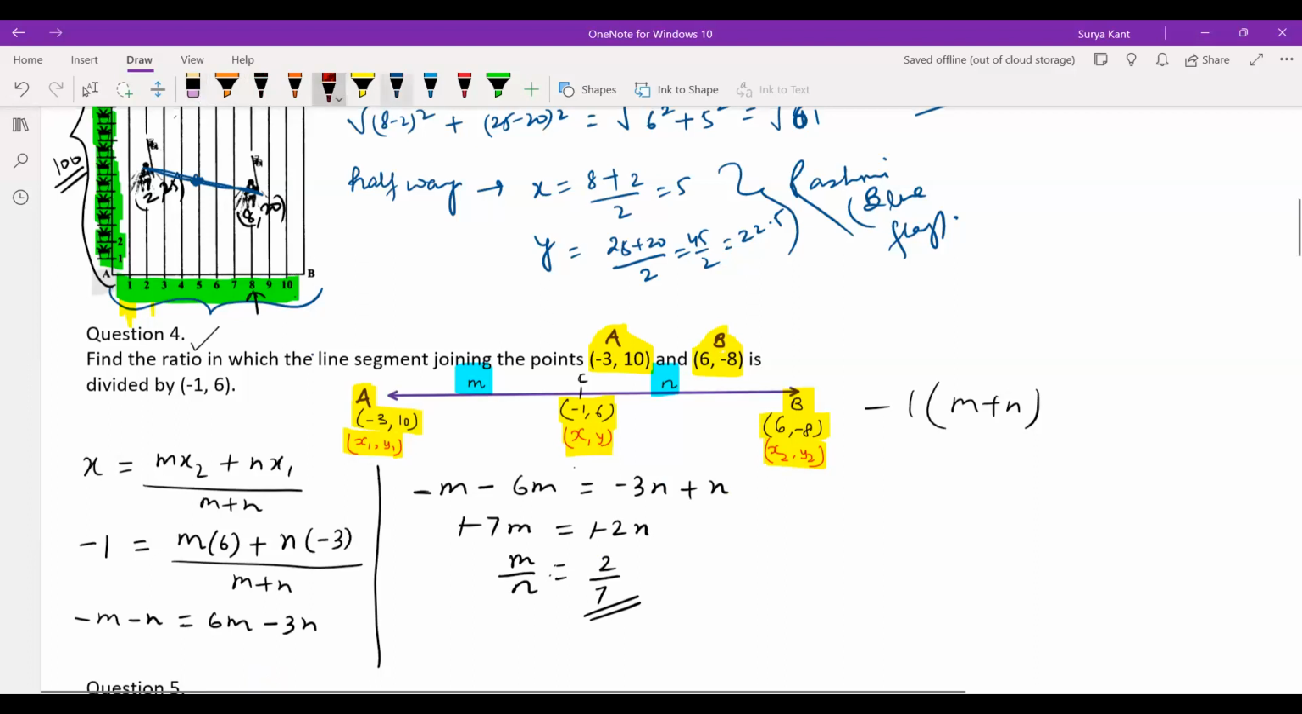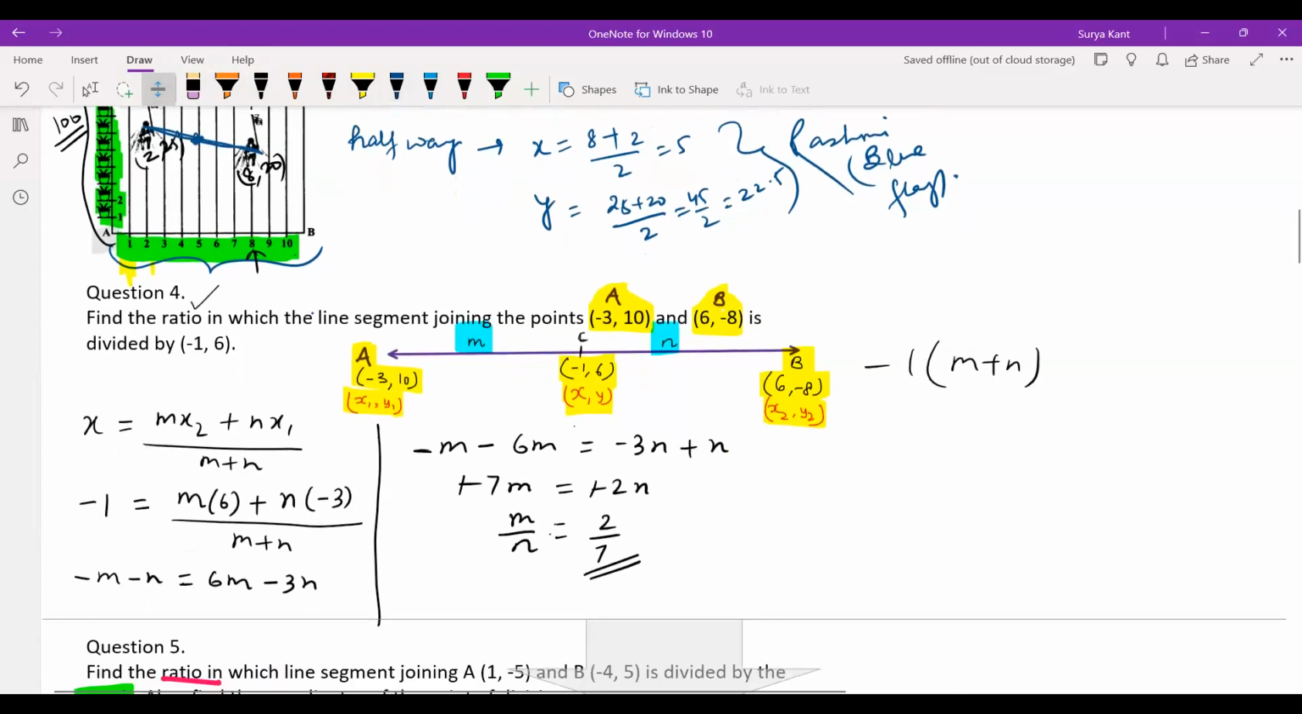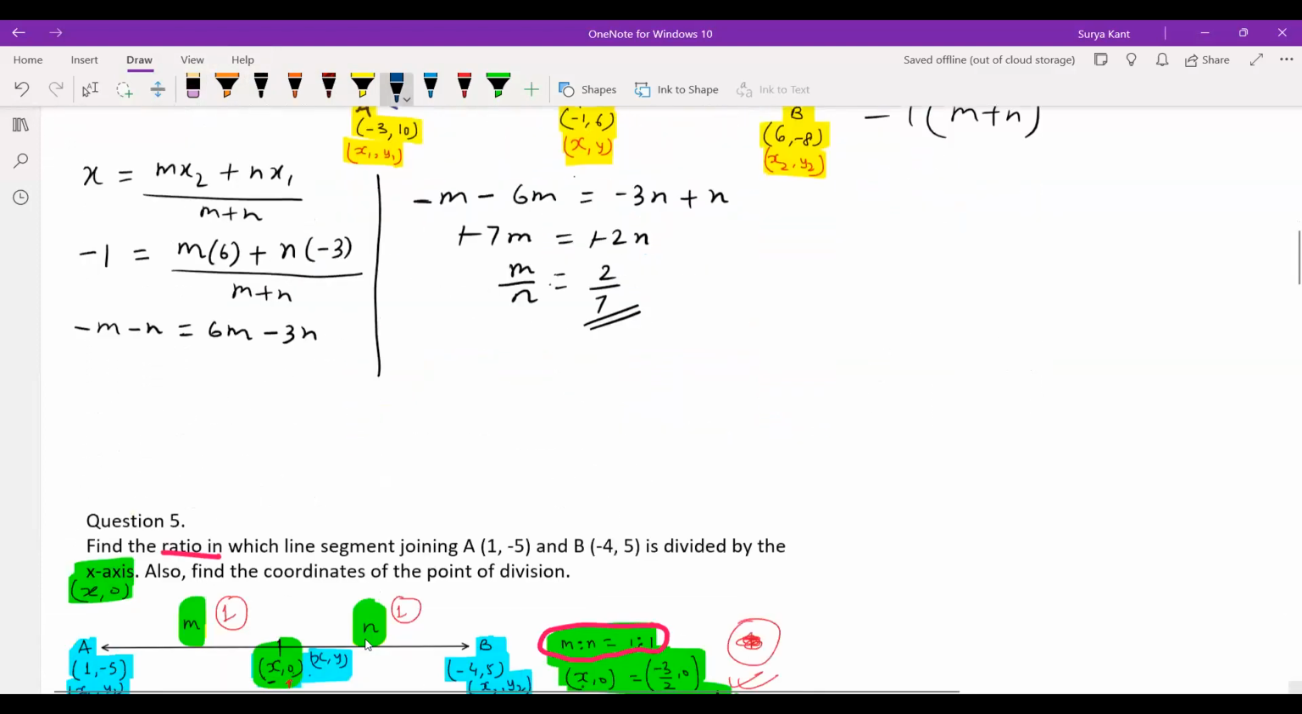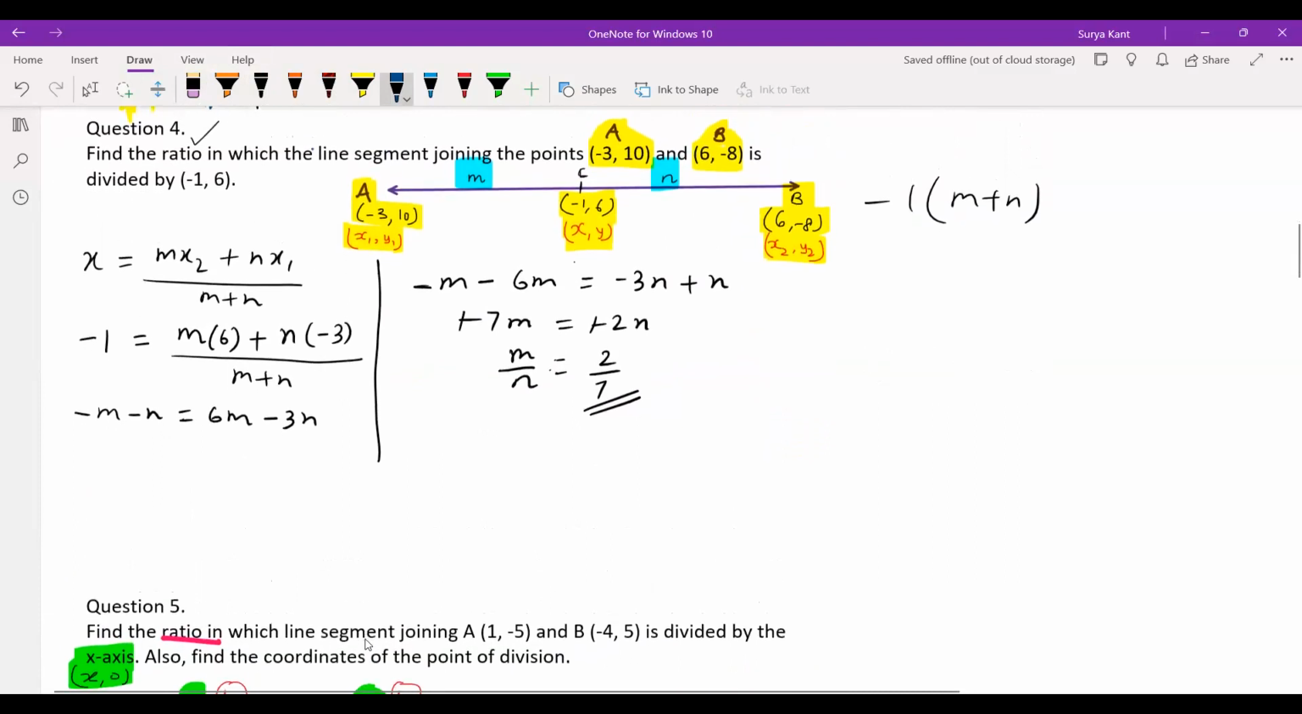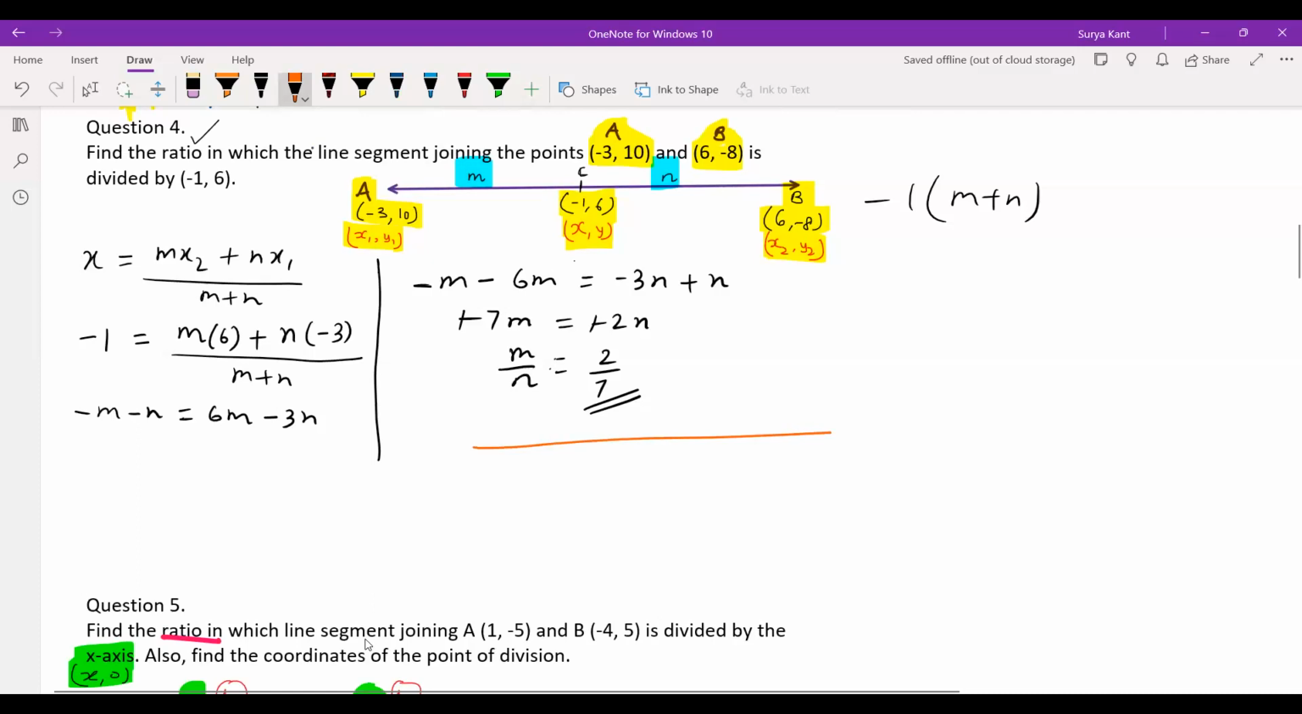If the same thing is given divided by the x-axis or y-axis, it's the same question. Suppose in the same question they have not given -1, 6. This line is there. This point is -3, 10. This point is 6, -8. This point is x, 0. Then find the ratio. Same question only.